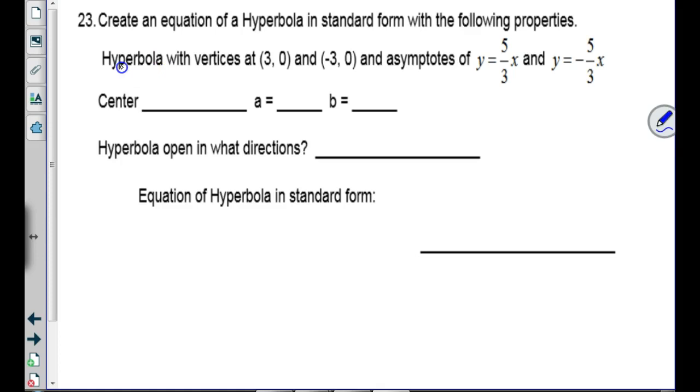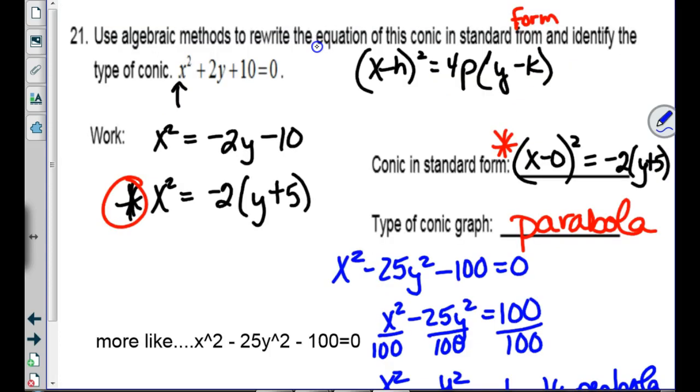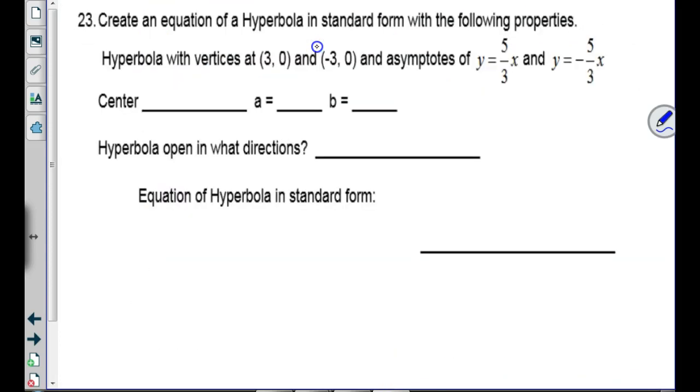All right, hyperbola. This is writing an equation. When you have vertices given, okay, the formula for vertices for a hyperbola is h comma k plus or minus a, or h plus or minus a comma k.